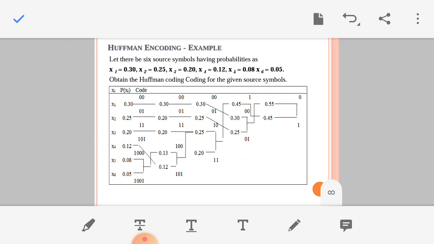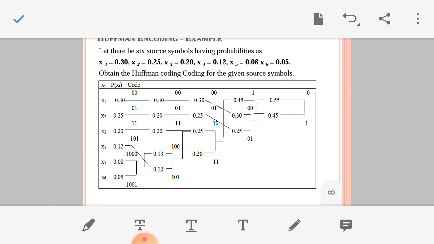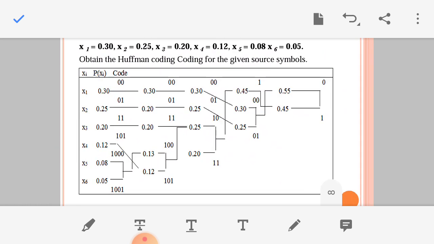Huffman encoding example. Let there be 6 source symbols having probabilities x1 equal to 0.30, x2 equal to 0.25, x3 equal to 0.20, x4 equal to 0.12, x5 equal to 0.08, x6 equal to 0.05. Obtain the Huffman coding for the given source symbols. First, we order the probabilities in decreasing order.